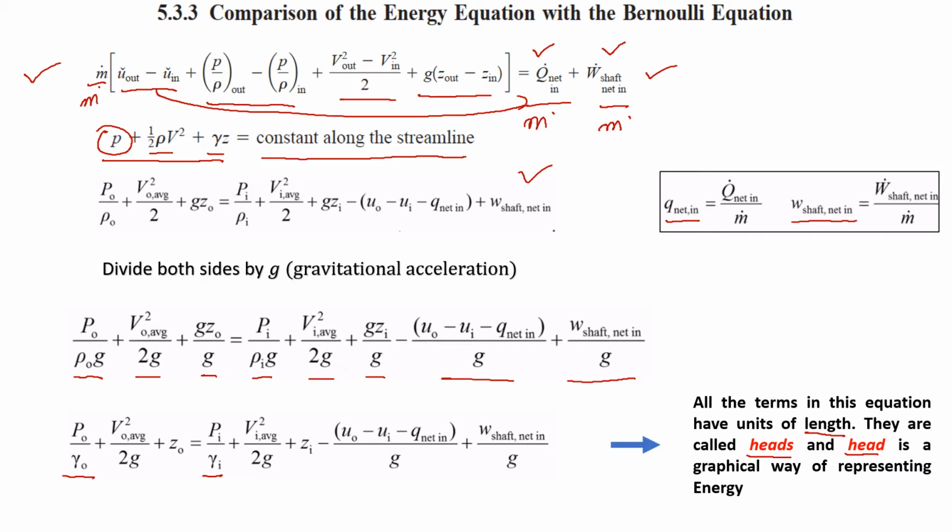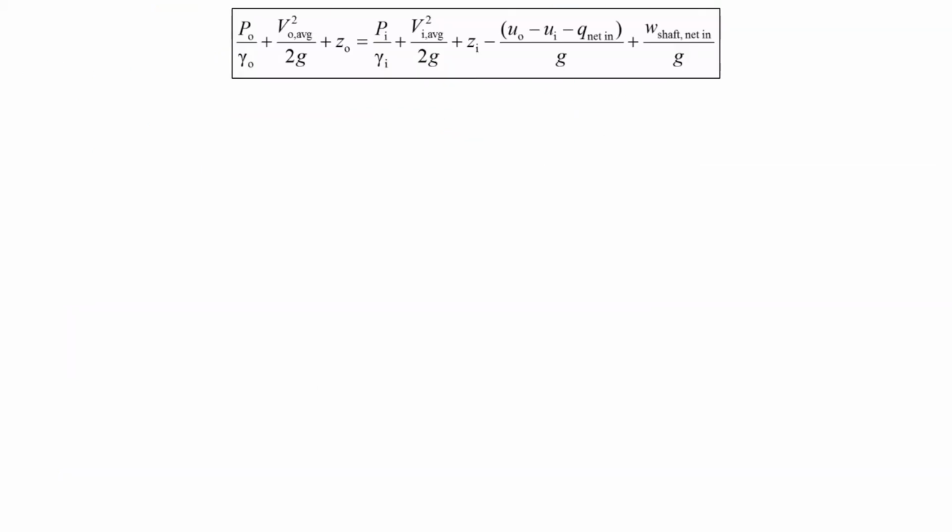So now moving on to the next slide, let's see what the losses will be, and what different types of heads we have in this equation. This is the equation that we got from the previous slide. Now these are the different types of heads that we have in this equation. This is the pressure head, this is the velocity head, and this is the elevation head. And this is again the pressure head at the outlet, the velocity head at the outlet, and the elevation head at the outlet, is equal to the pressure head at the inlet, the velocity head at the inlet, and the elevation head at the inlet.